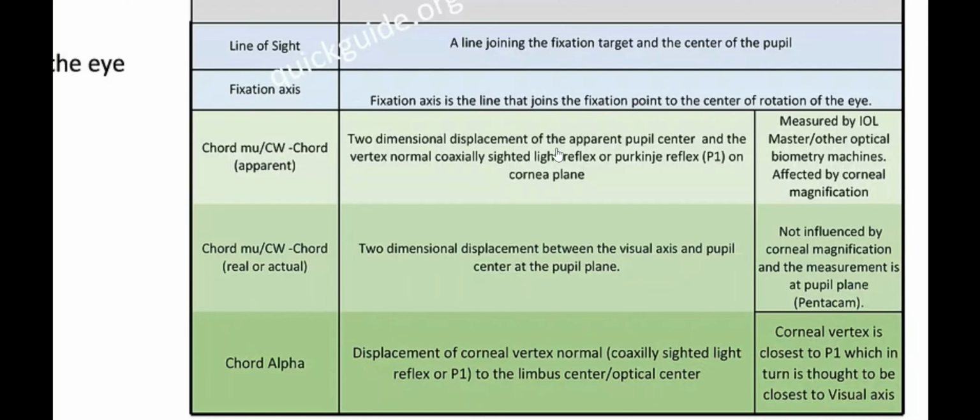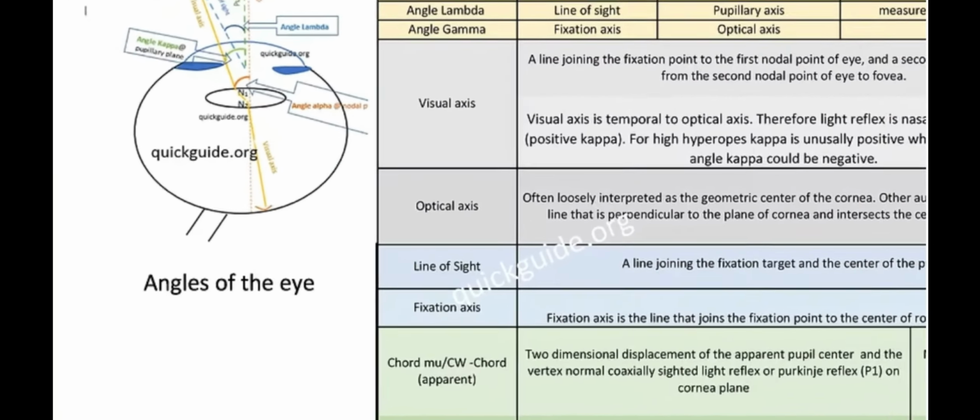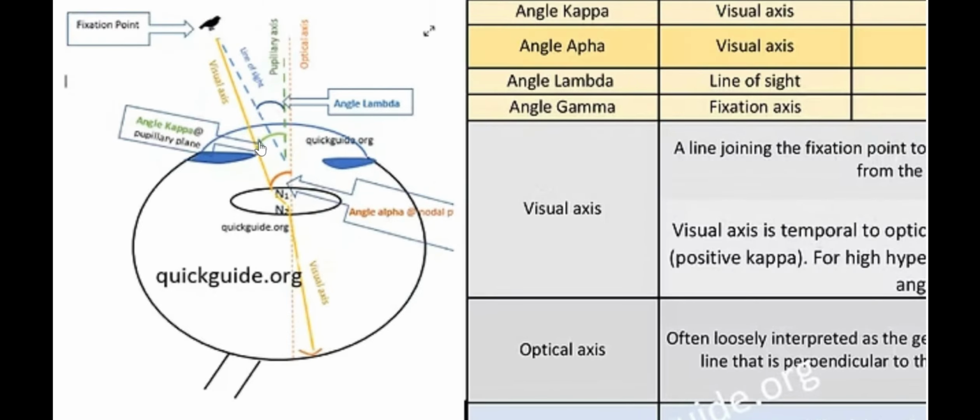So what does that mean actually? It is the difference between the apparent pupil center and the Purkinje's first reflex on the cornea, right? If you shine a torch, you get a reflex from the cornea. That's basically a Purkinje's reflex. So the chord mu is the difference between the apparent pupil center and the Purkinje's reflex, or P1. Now notice I'm saying apparent pupil center. Why am I saying apparent pupil center? Because these biometric machines, though they're measuring the difference between the visual axis and the pupil center, are actually measuring on the corneal plane, not on the pupillary plane.